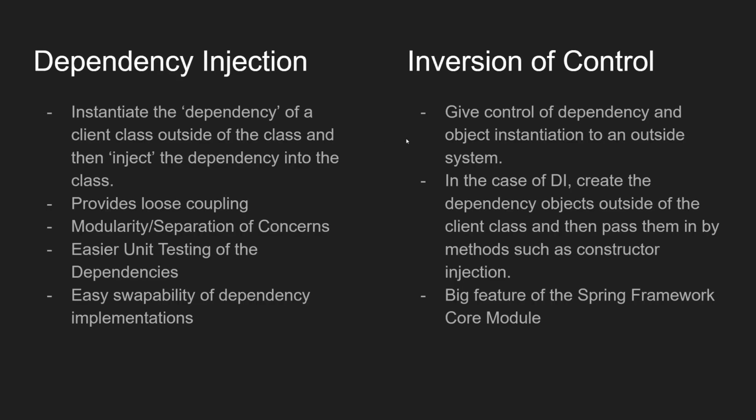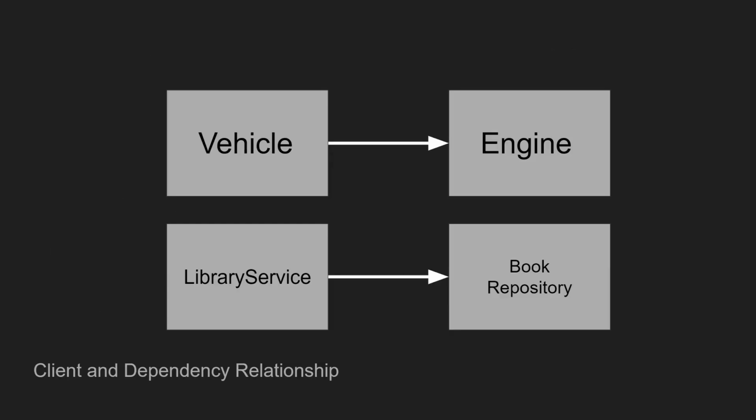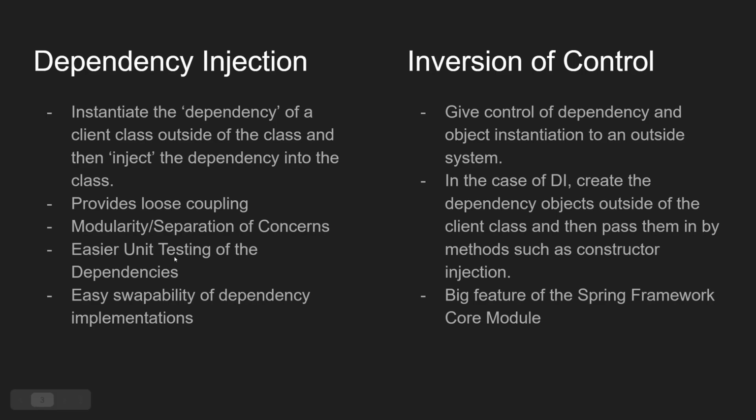But if we give the control of the engine instantiation to an outside system, you're inverting the control of that to something else. So the vehicle no longer has to worry about that. You're taking the control of the engine away from the vehicle and giving it to something else. And that provides all these benefits that I just explained here. So like I say here, in the case of dependency injection, create the dependency objects outside of the client class and then pass them in by methods such as constructor injection.